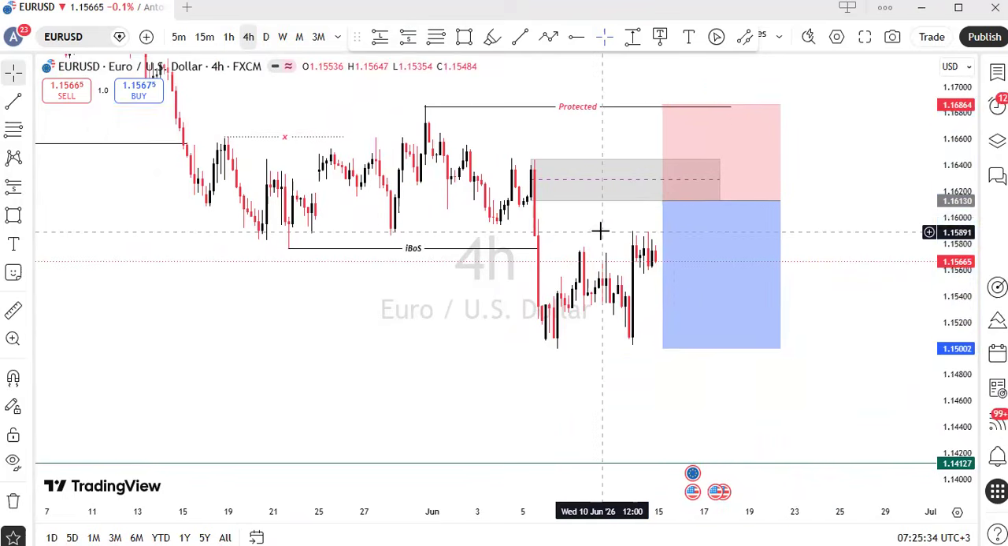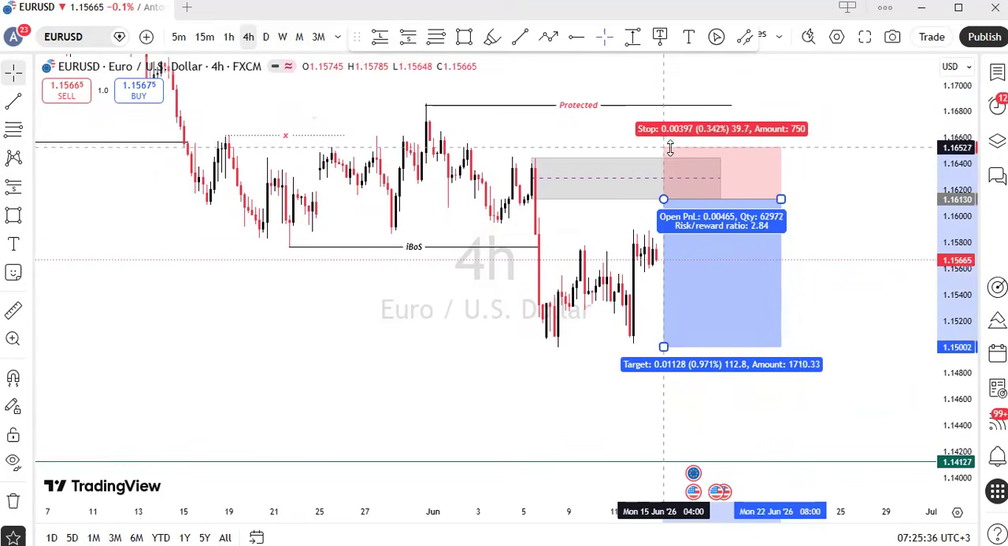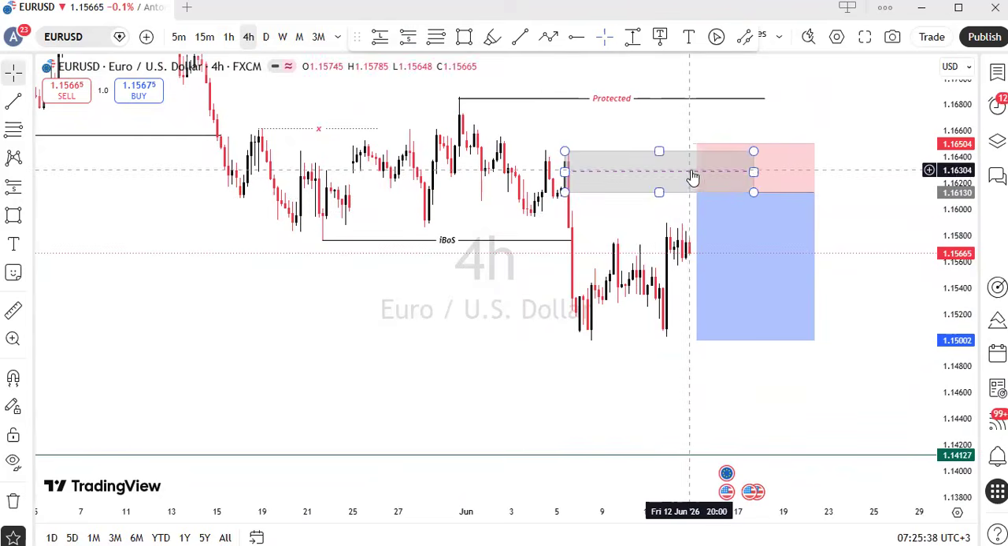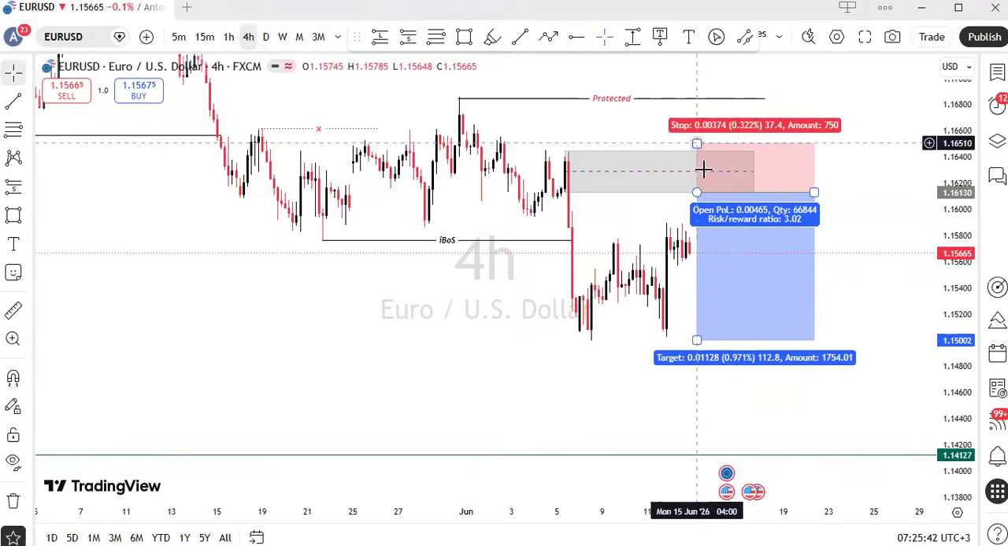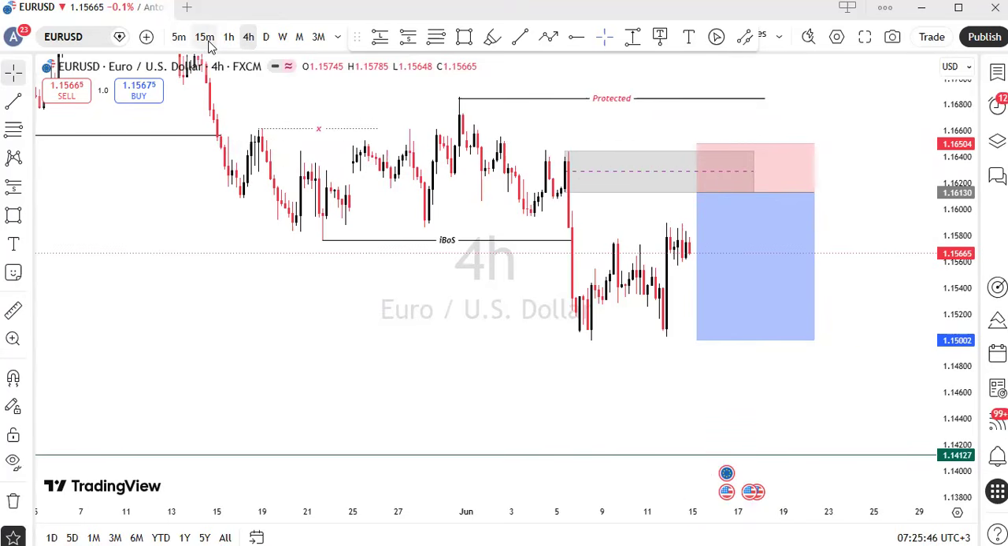All right, so what do I do? I will wait for the market to tap to this area because I have an alert around this area. Once the market taps to this order block, I will shift to which time frame again?